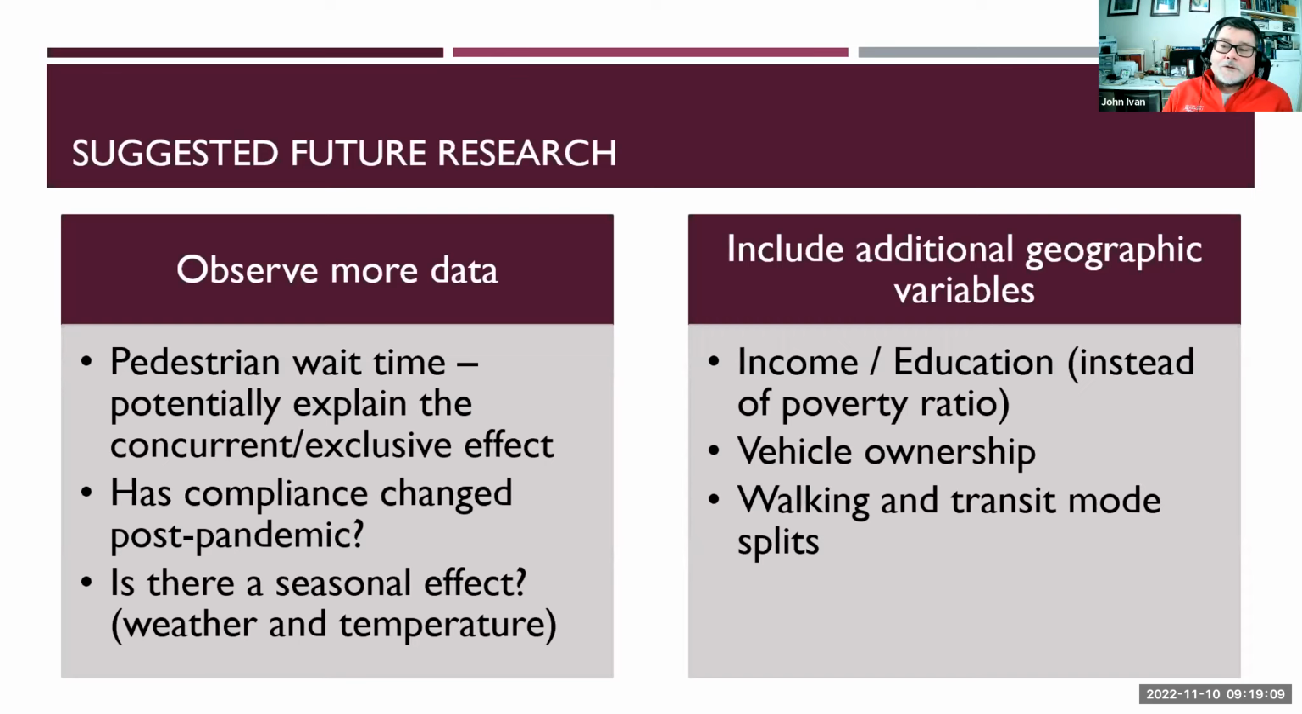And the other thing we'd like to do is additional geographic variables. So maybe using income and education instead of the poverty ratio might be helpful. That might be capturing the differences better. Vehicle ownership of the area might affect people's attitudes about how they walk. And then also knowing the amount of walking in the area, to include the walking and maybe the transit mode splits, because there'll be more pedestrians in those cases.